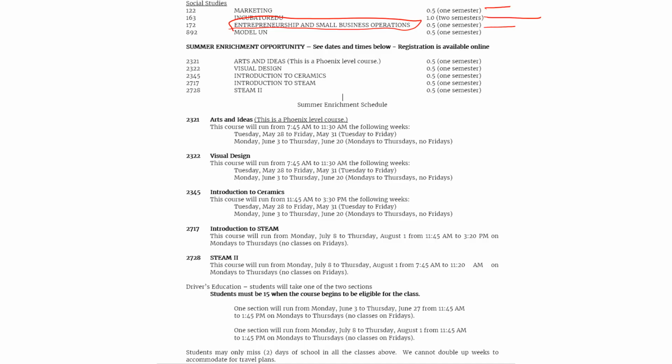Our summer enrichment opportunities we've already gone through, so those are the listing of the courses as well as the dates, times, and schedules. For all of these classes, you're allowed to miss 2 days of school per class, and that's it. We cannot double up weeks to accommodate any travel times, so if you're going to miss more than 2 days, it would be advisable not to register for a summer course.